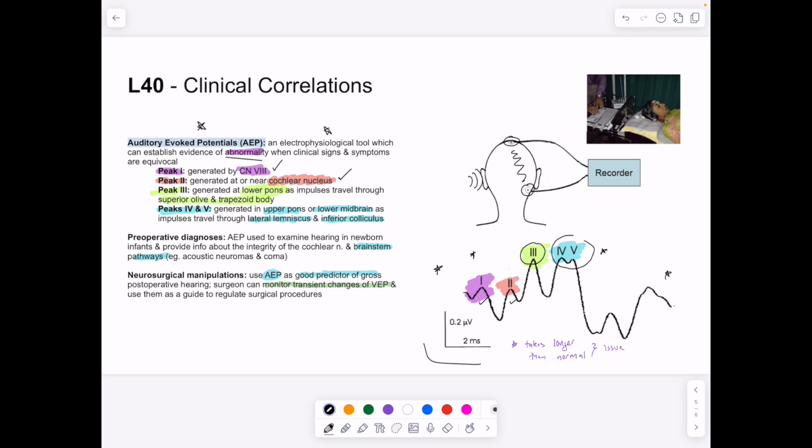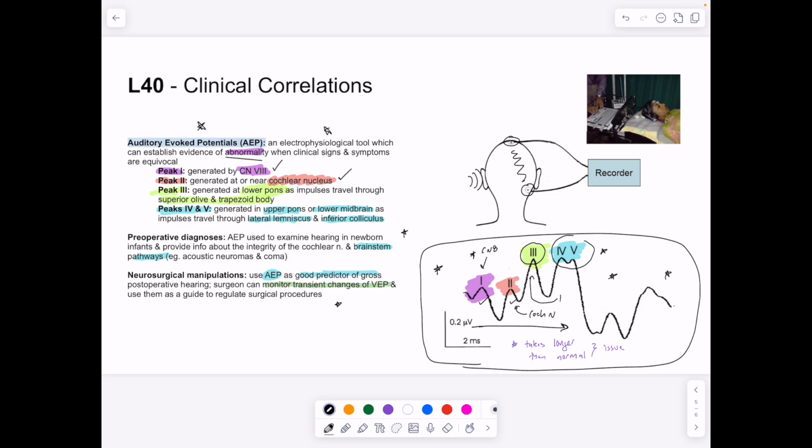So the idea is that you could have somebody do this test and compare it before and after an operation or during an operation and see if you've caused any issues or changes. It's a good sense of where the abnormality might be. All right, basically you follow the pathway of how the nerve signal would travel. So one is CN8, 2 is cochlear nucleus, 3 is lower pons, and then 4 and 5 are midbrain, upper pons.